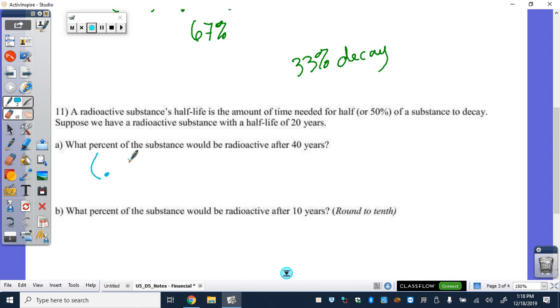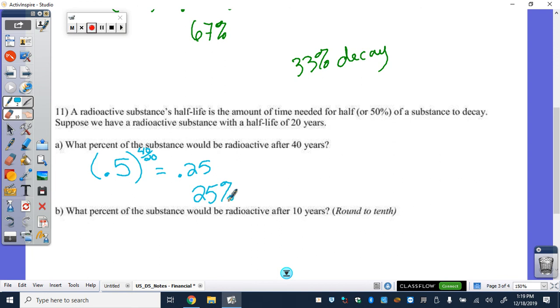So, half-life, so our B value is 0.5. So then our exponent would be 40 divided by 20 because it's 40 years that we're looking at, but it takes 20 years for it to break down. So go ahead, type that in. What do we get? 0.25. That would be 25%.